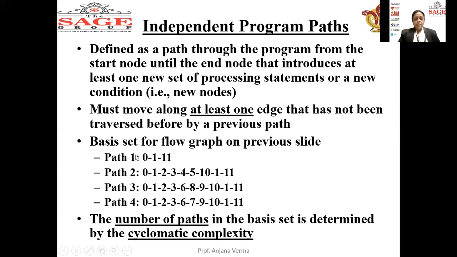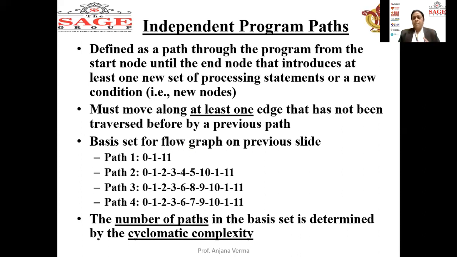We have seen these 4 paths: 0, 1, 11; 0, 1, 2, 3, 4, 5, 10, 1, 11; 6, 8, 9, 10, 1, 11; and 6, 7, 9. Now we can say there are 4 paths. With the help of these paths, you can find out the cyclomatic complexity, how complex your program is.